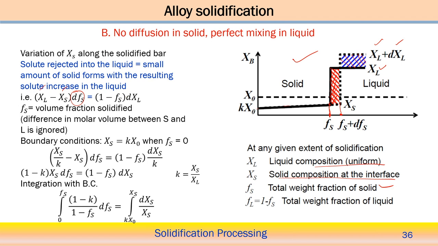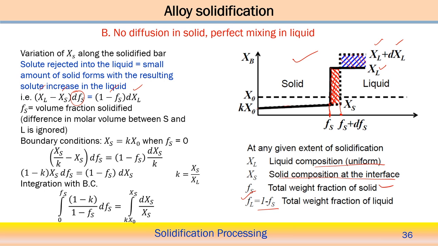So here also, the liquid phase, the total weight fraction of the liquid is equal to 1 minus fs. So fl is equal to 1 minus fs, such that fl plus fs equals 1 always. So 1 minus fs, this is the liquid phase, and the increment of the solute composition from xl to xl plus dxl, so multiplied by dxl, makes these two areas equal.